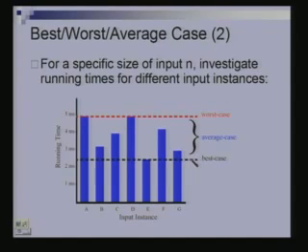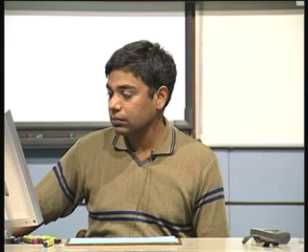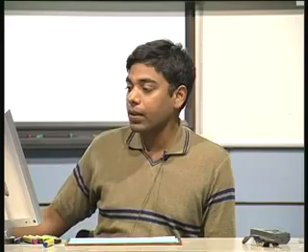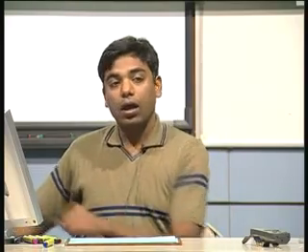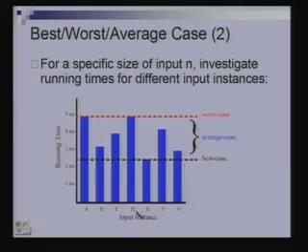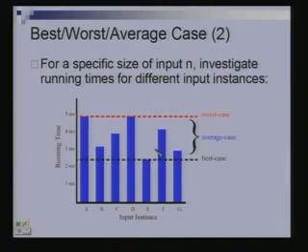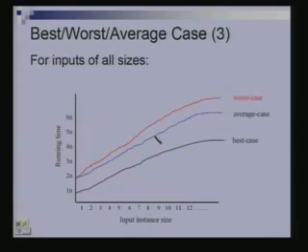The best case would be the smallest time that your algorithm would take, and the average would be the average of all of these infinitely many bars. So that was for inputs of one size n. That would give us the values, and we can then compute the worst case, best case and average case.